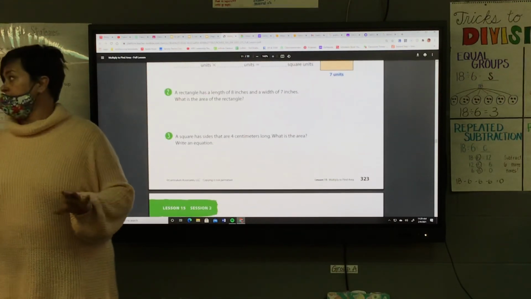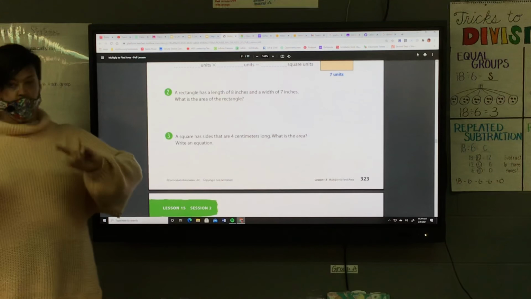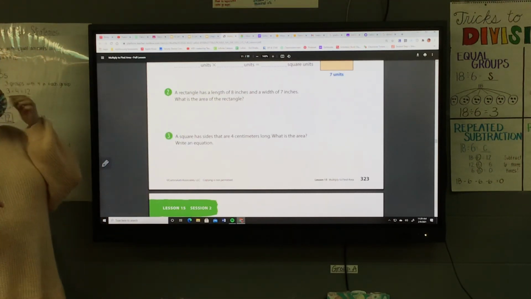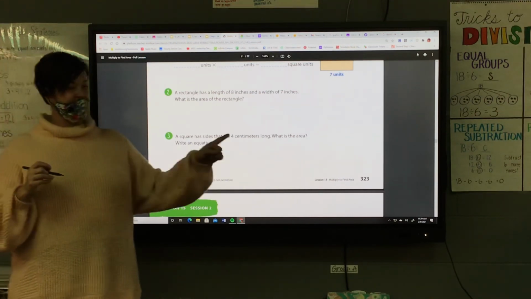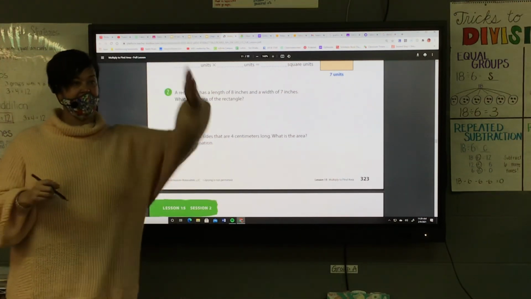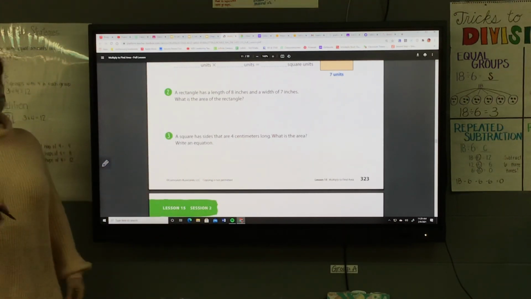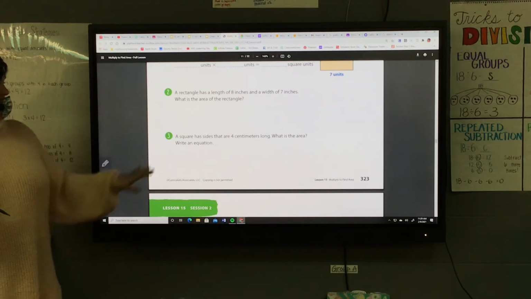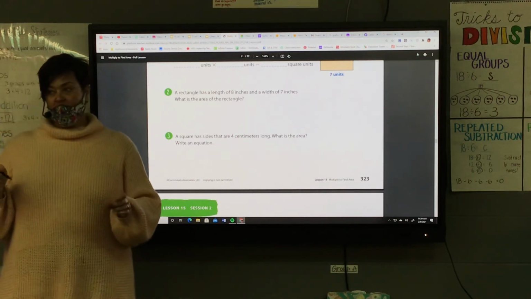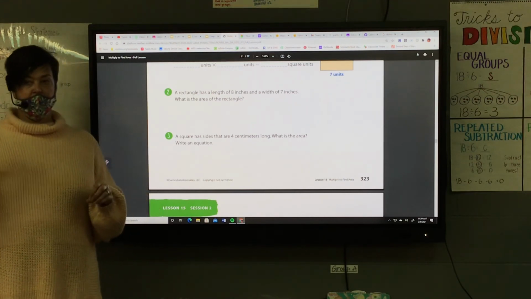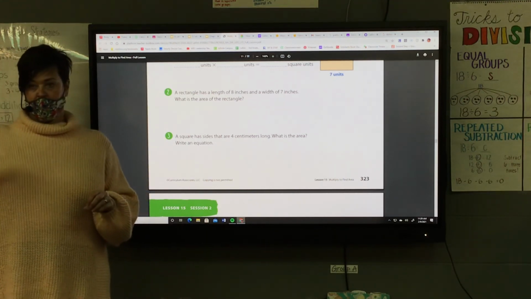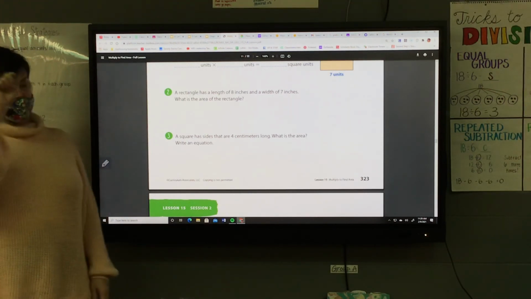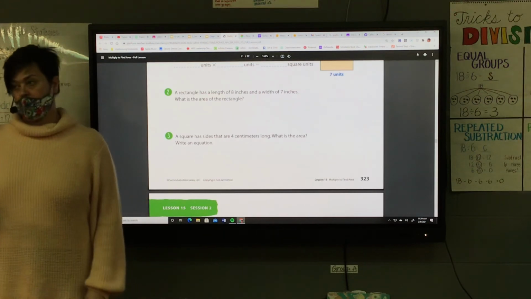I want you right now, work on 1, 2, and 3. So we talked about 1. 2, it says a rectangle has a length of 8 inches and a width of 7 inches. You're going to solve for the area of that rectangle. And then they say a square. What do we know about a square? It has the same length and width. Okay, a square has sides that are 4 centimeters long. Find the area of that square.